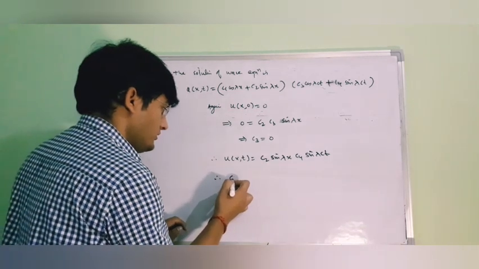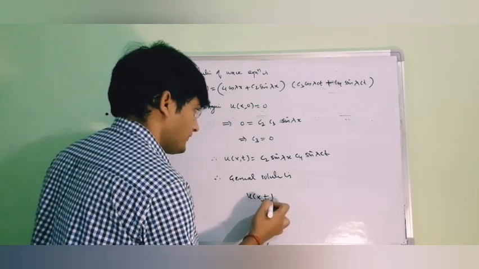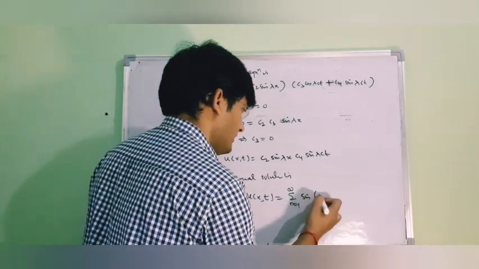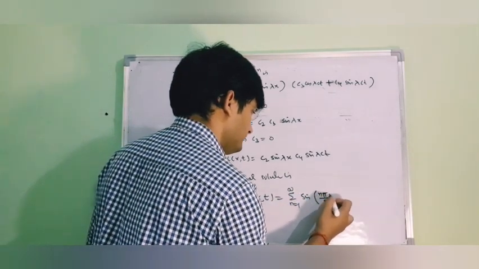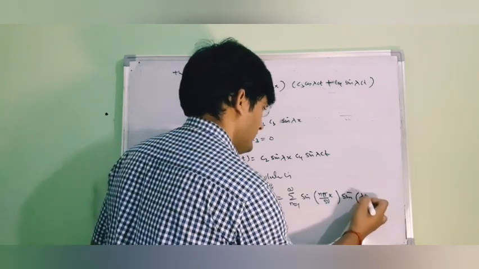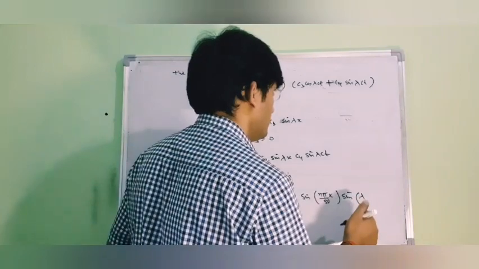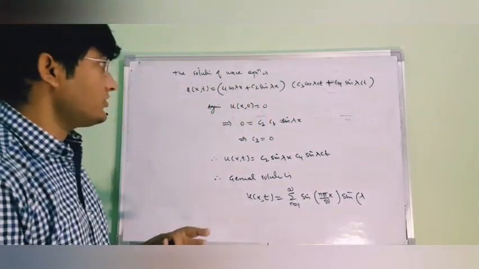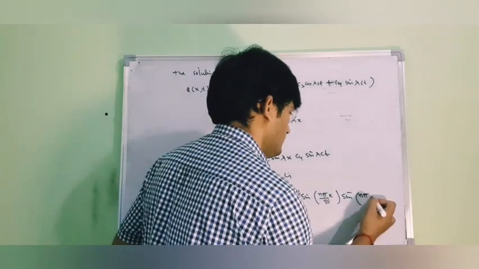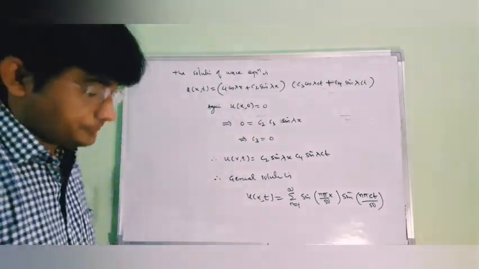Therefore the most general solution is u(x,t) equal to summation n equal to 1 to infinity, then we will have sin, the value of lambda was n pi upon 50, into sin lambda. Now c3 is 0, so this will be your sin lambda. Again our c3 is 0, so we will have sin n pi ct upon 50. So this is the solution of the wave equation.